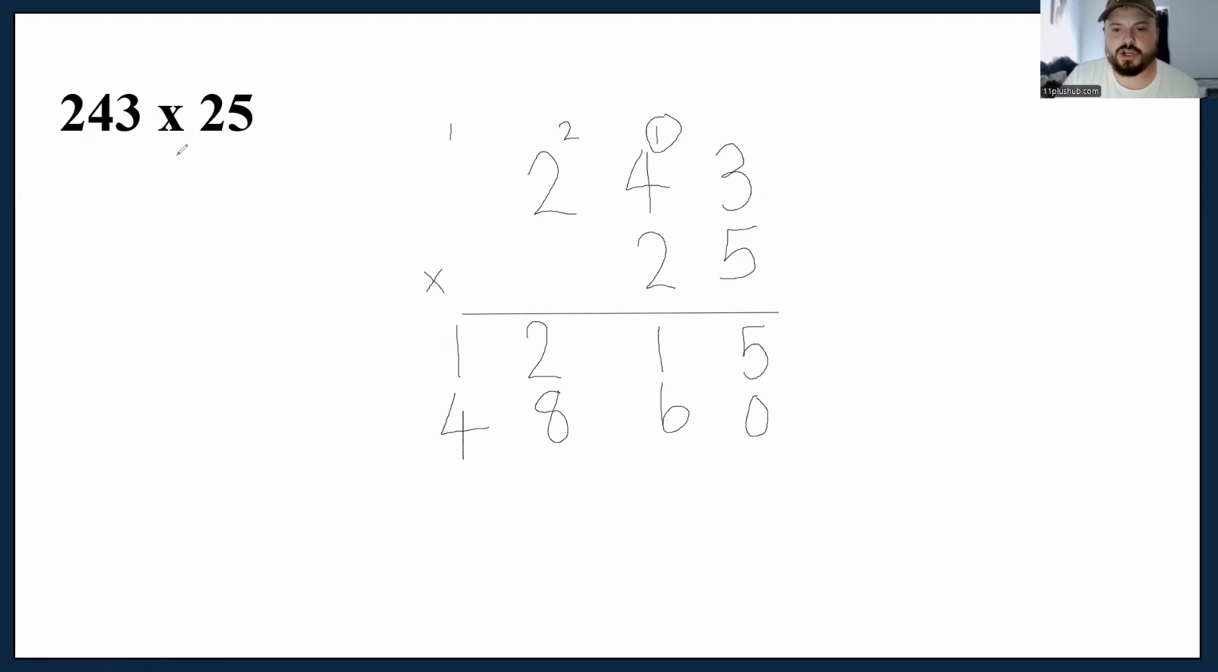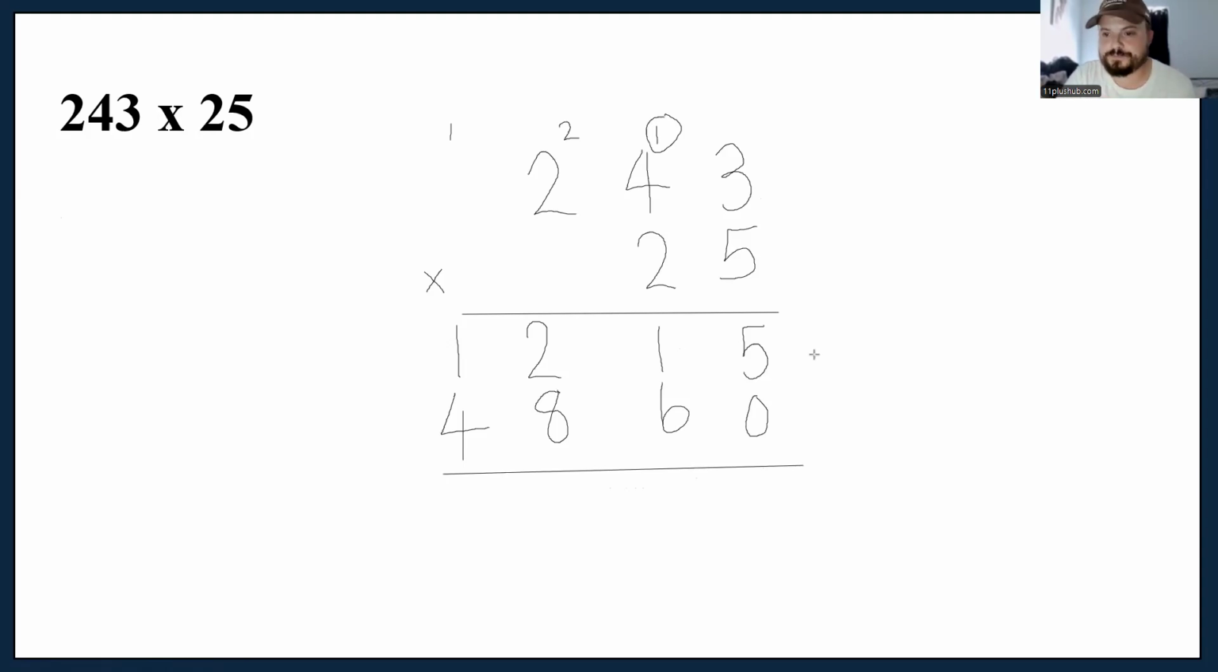Now that I've got my 2 answers, I'm going to form another line underneath, and I'm going to combine my 2 answers. I'm going to add them together, because what I've done is 243 multiplied by 5 and 243 multiplied by 20. So now I'm going to get the sum of those two and add them together, and we are left with the answer.